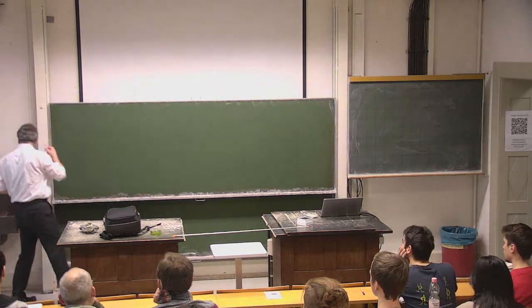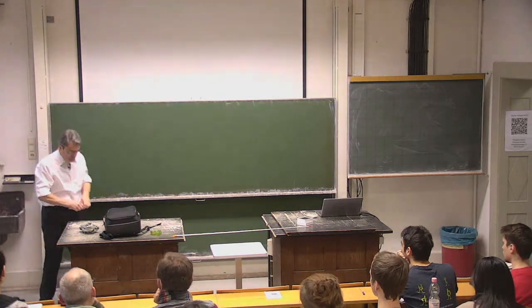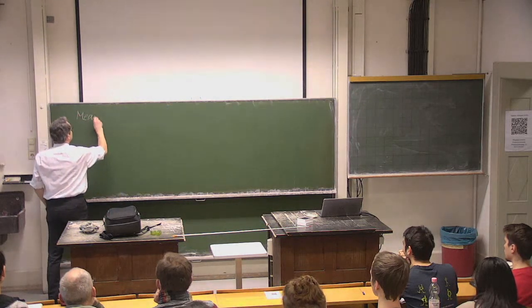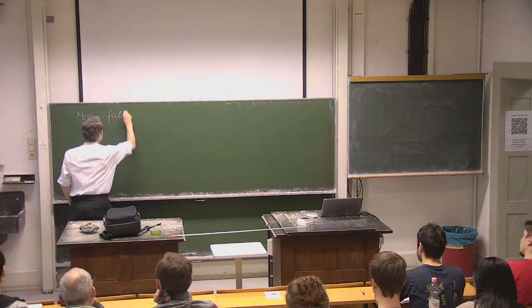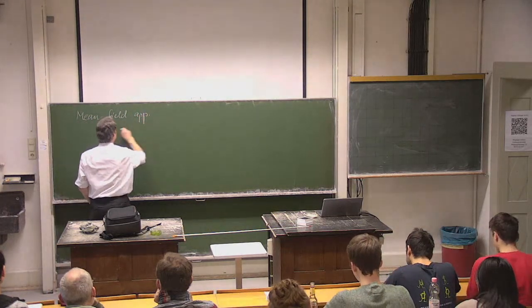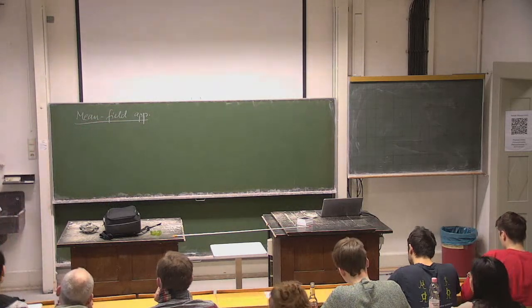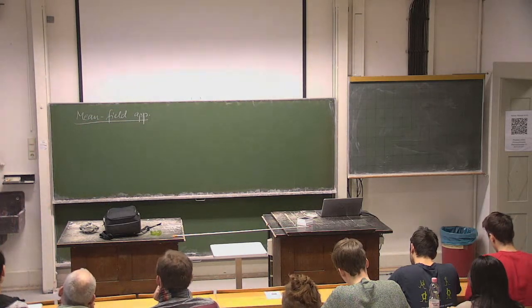How do we do that? Let's start with the generating functional. With what else? Right? It's the mean field app. You can download this from the Google Store.